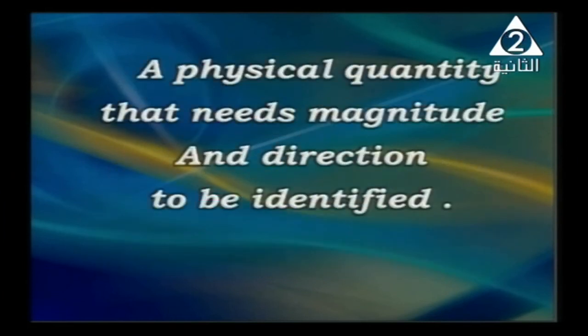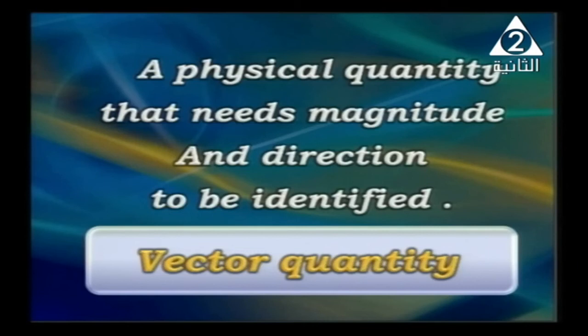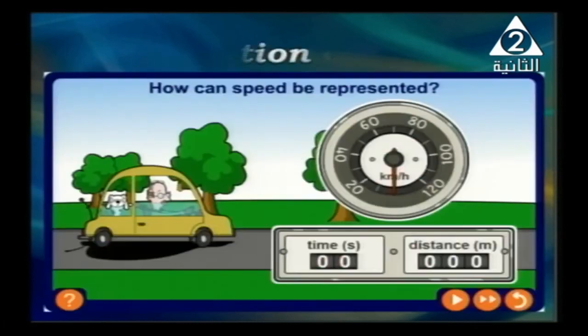A physical quantity that needs magnitude and direction to be identified. So it is a vector quantity. Like what? Like force, energy, displacement, velocity, acceleration, any one of them.